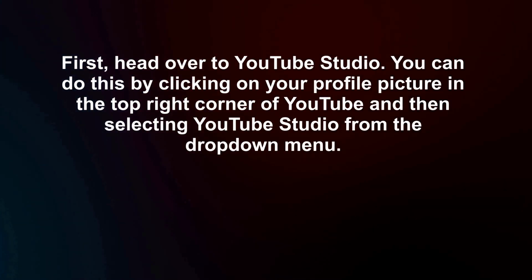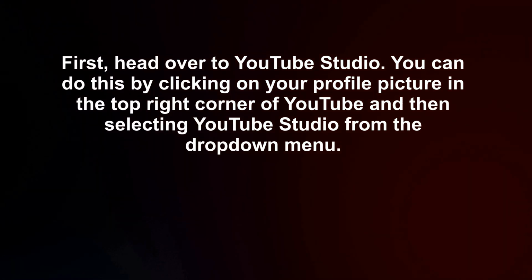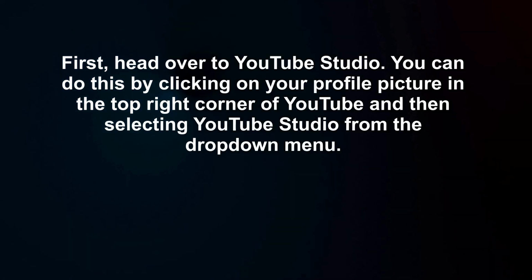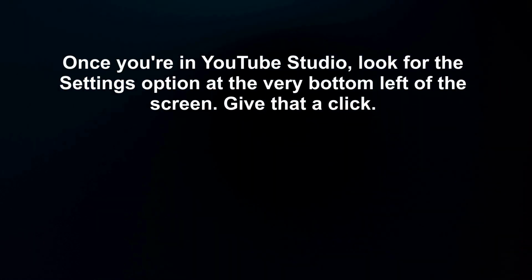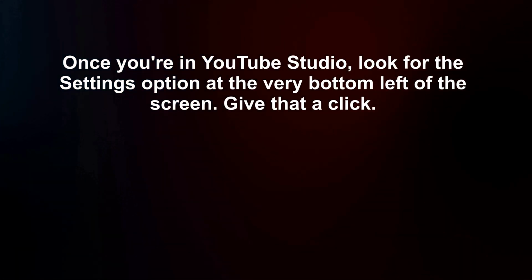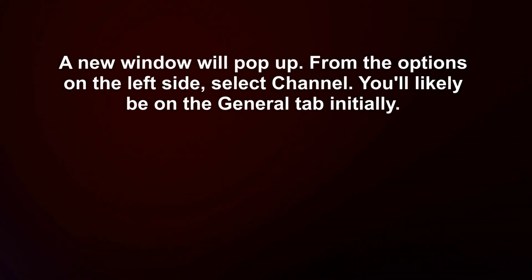First, head over to YouTube Studio. You can do this by clicking on your profile picture in the top right corner of YouTube and then selecting YouTube Studio from the drop-down menu. Once you're in YouTube Studio, look for the settings option at the very bottom left of the screen. Give that a click. A new window will pop up.